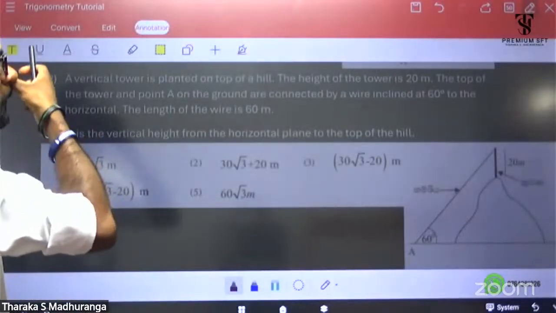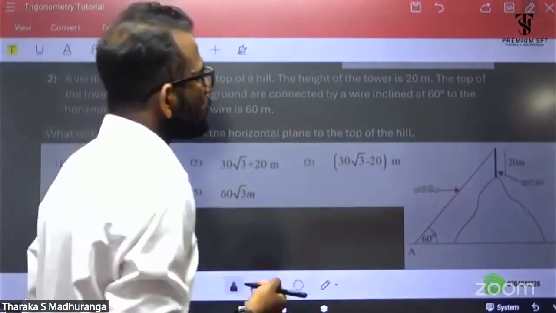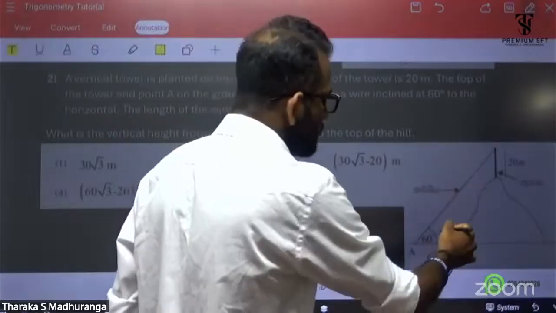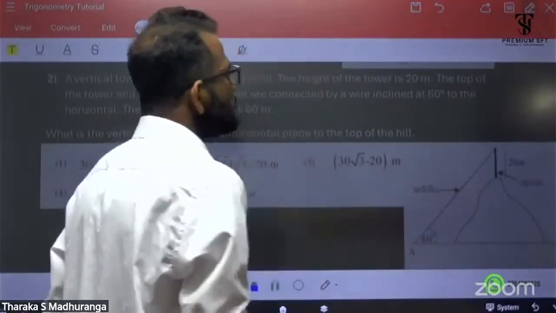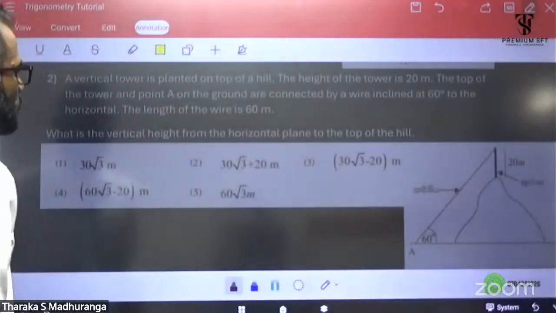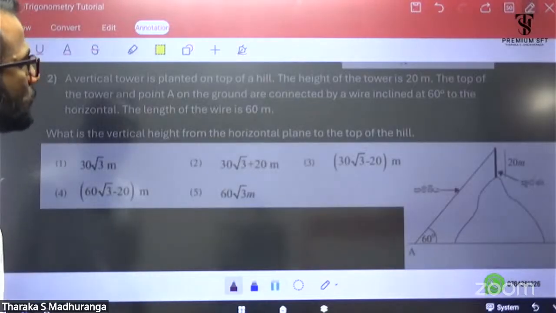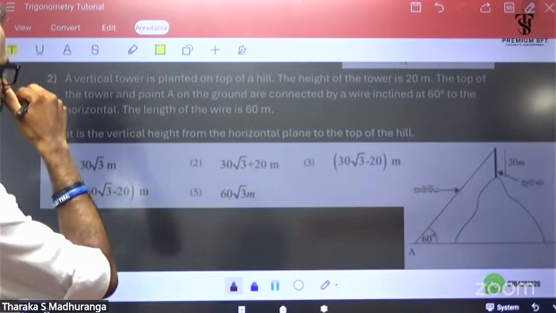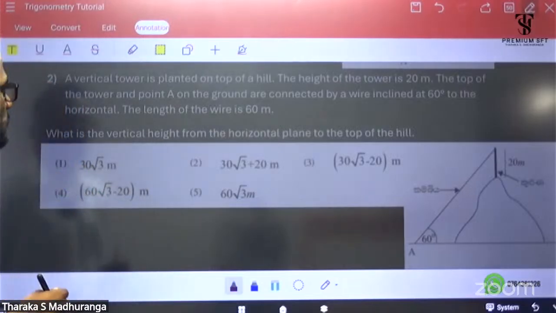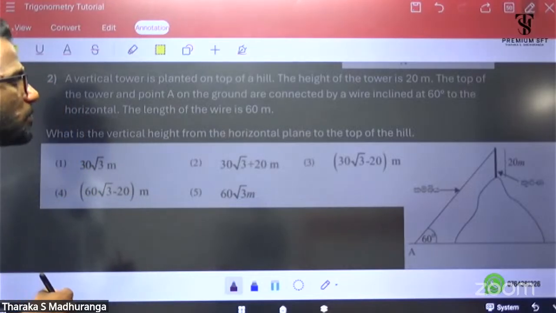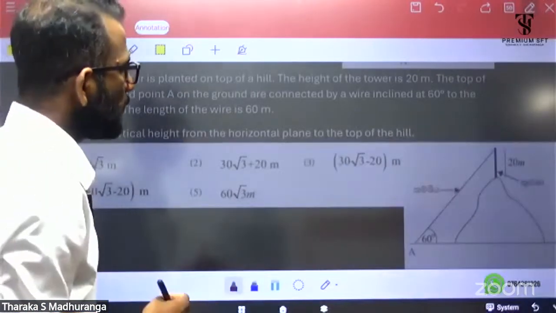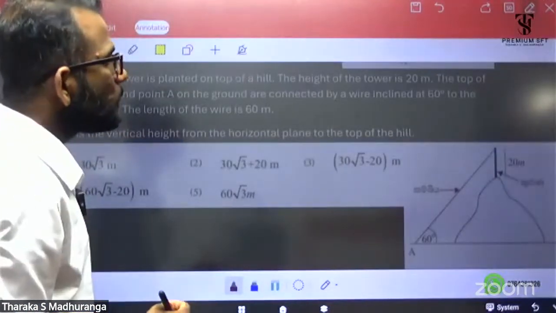on the ground are connected by a wire inclined at a 60-degree angle with the ground, the angle 60 degrees to the horizontal. The length of the wire is 60 meters. What is the vertical height from the horizontal plane to the top of the hill?